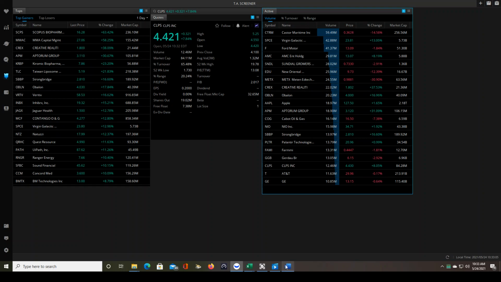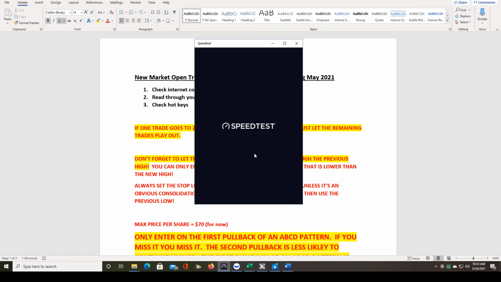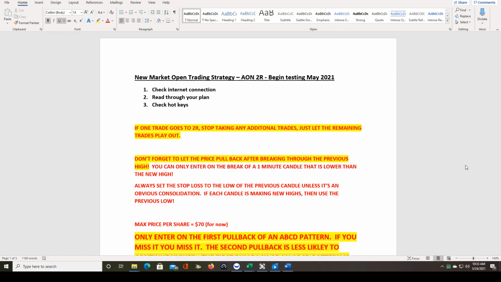Now back to the desktop. I'm looking at my trading plan here, and I read through this every single day. Number one thing is to check the internet connection. So I run this little speed test. You can use whatever you like. It only takes a few seconds, and then you know for sure that your internet is working properly.